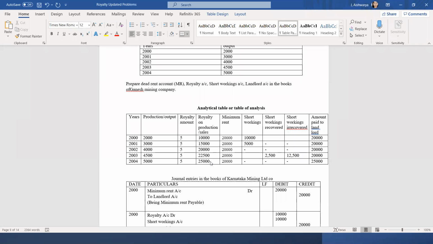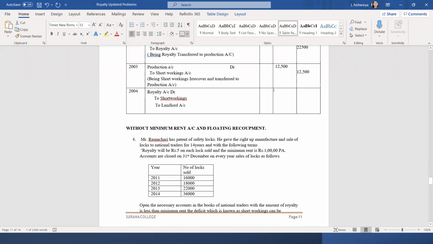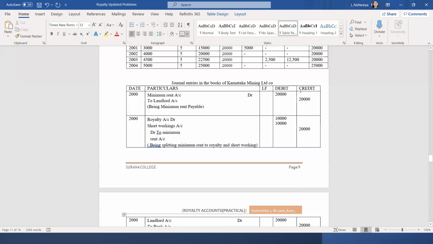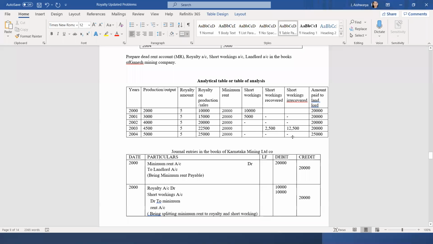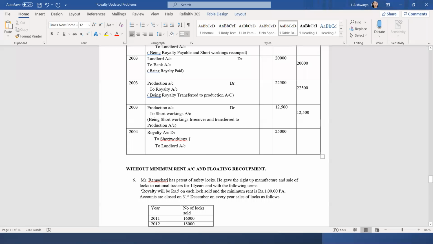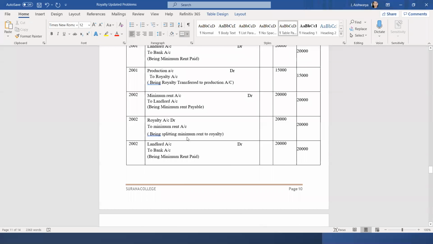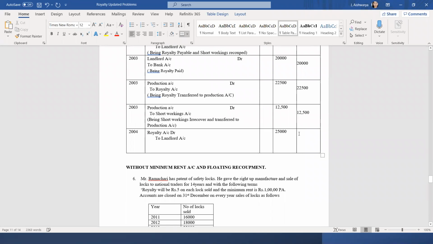25,000. Good. So we have to record 25,000. Royalty account debit 25,000. Ma'am, to short working should not come, no? Yes, because in 2004 short working is not there. As there is no short working, we should not record it. Good. Then how much is payable to landlord? It is 25,000. Am I clear?